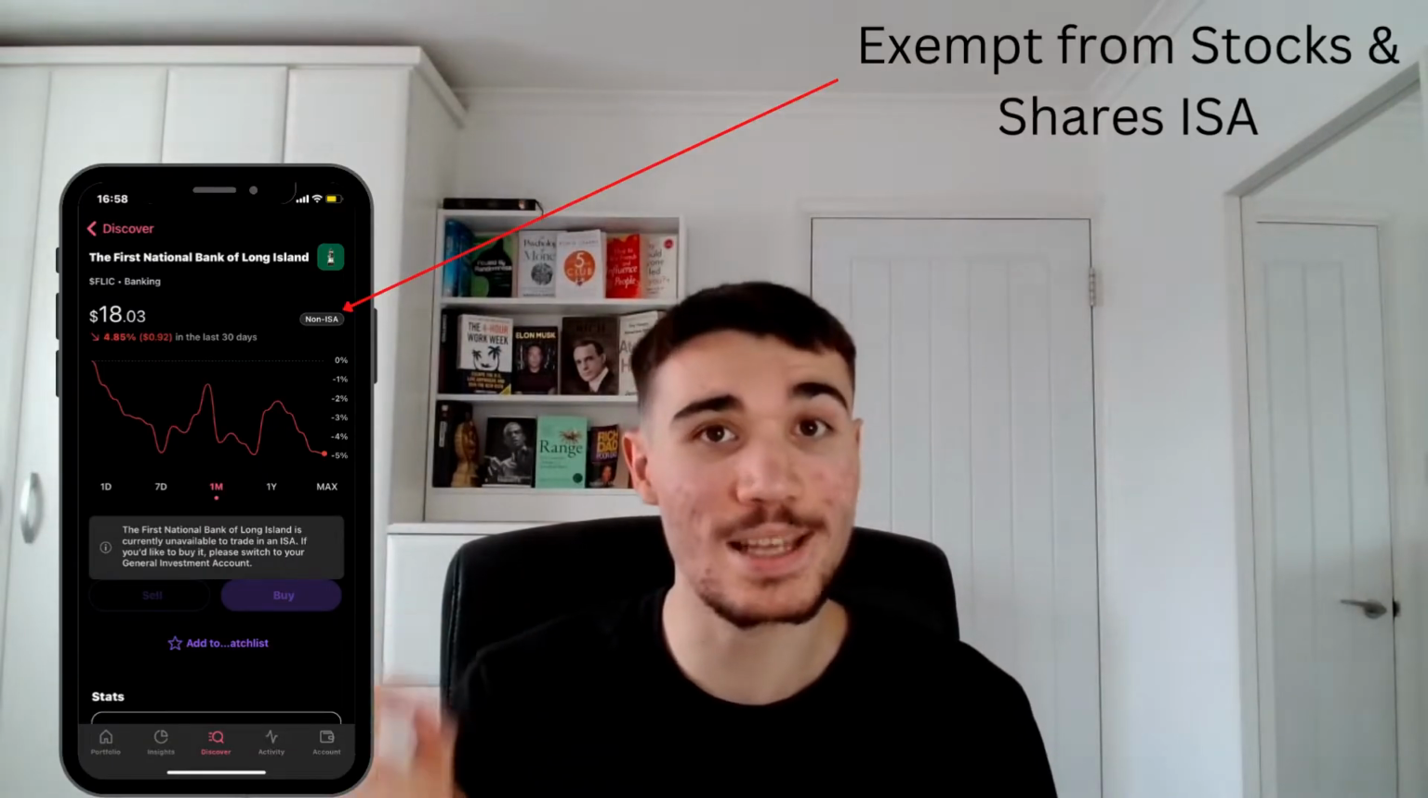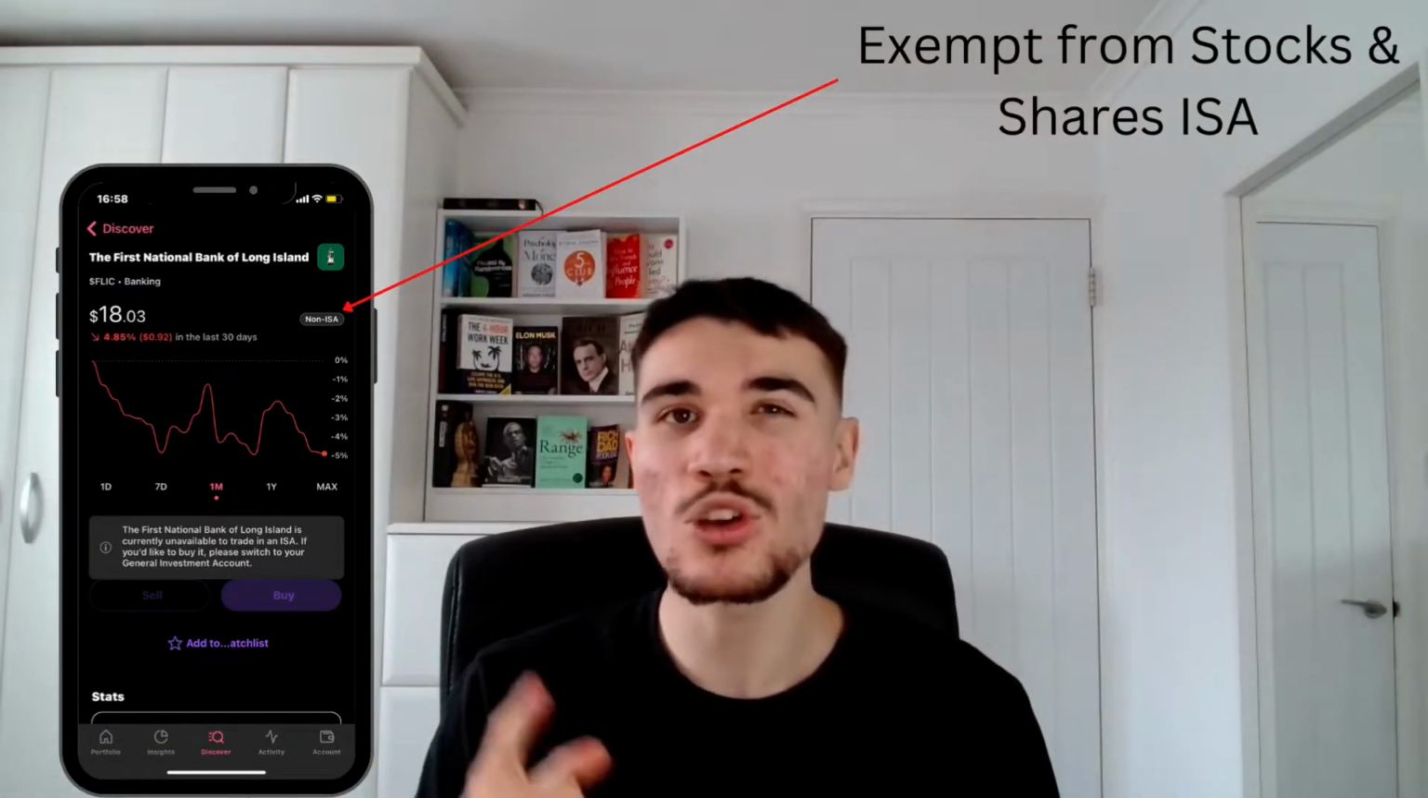Not to worry though, the stocks and shares ISA which I use is pretty much identical, apart from the fact that you can only invest up to £20,000 a tax year in the stocks and shares ISA, and a very few amount of shares are actually exempt from being bought into ISAs, so watch out for those.